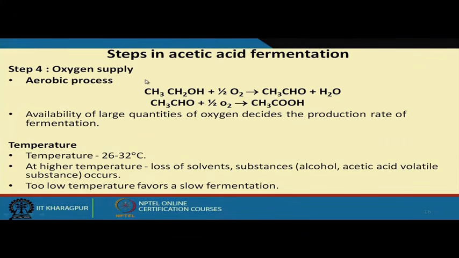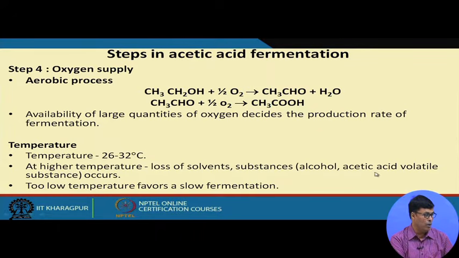And then oxygen supply. As I told you, oxygen is very much required, because this is an oxidation process. The ethanol is oxidized to acetaldehyde and acetaldehyde is oxidized to acetic acid. The availability of a large quantity of oxygen decides the production rate of the fermentation. Temperature is 26 to 32 degrees centigrade. At high temperature, loss of substances like alcohol, acetic acid, and volatile substances occurs. So we shall have to maintain the temperature between 26 to 32 degrees centigrade.